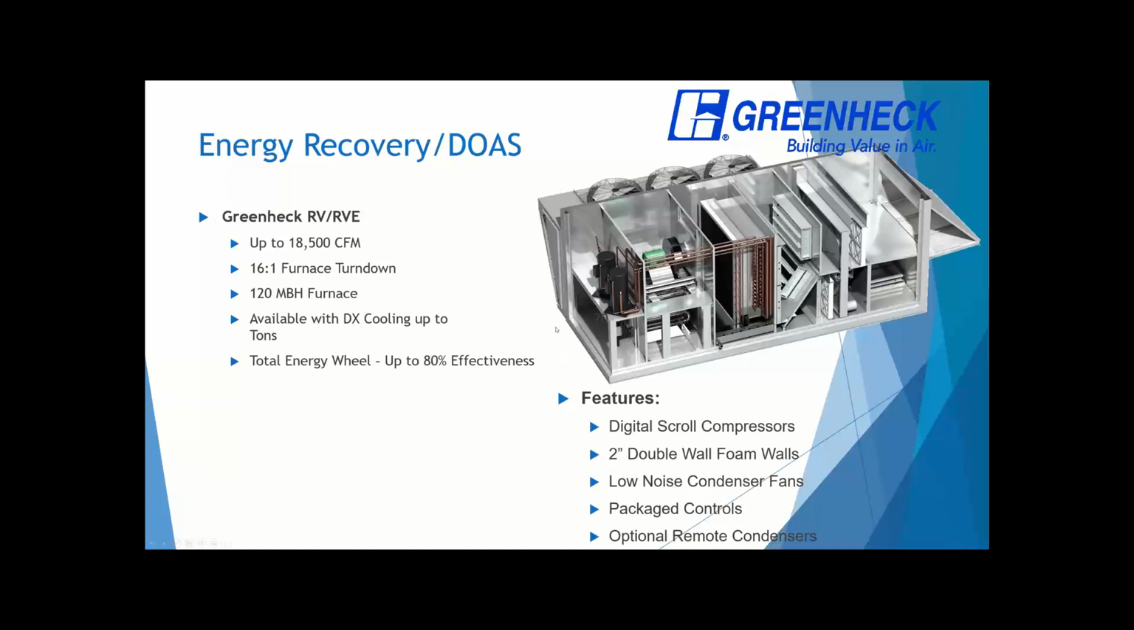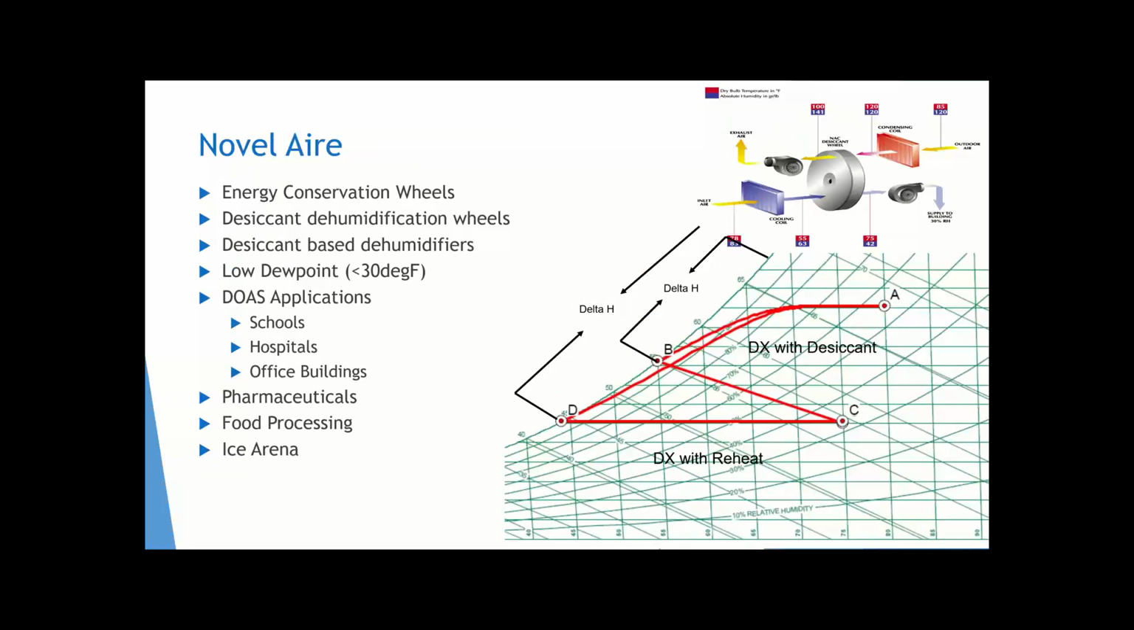This is an example where we could do modulating hot gas reheat to bring that dehumidified air up to your reheat temperature. We can do these up to 18,500 CFM. We have 16:1 direct furnace turndown, and all types of other really great features with this. I don't want to spend too much time on this, but we can provide you a great unit for that.